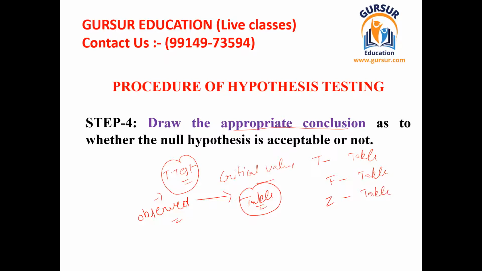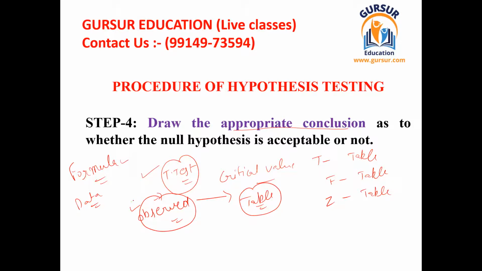First, you find the observed value. How do you find it? You apply the test, you apply the formula. This is a practical thing. You apply the formula to the data points of your variable, and after applying the formula, you find the observed value.